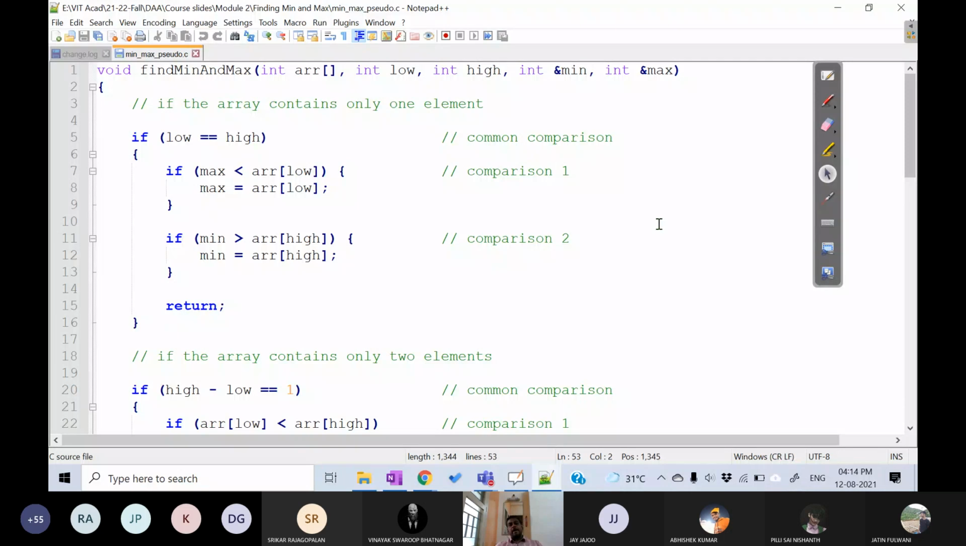Let's slightly zoom in. So you can see a recursive function, which is find min max. To this function, we are passing arguments: the array, then the low index, then the high index, then the current minimum element and current maximum element, which are passed as call by reference.